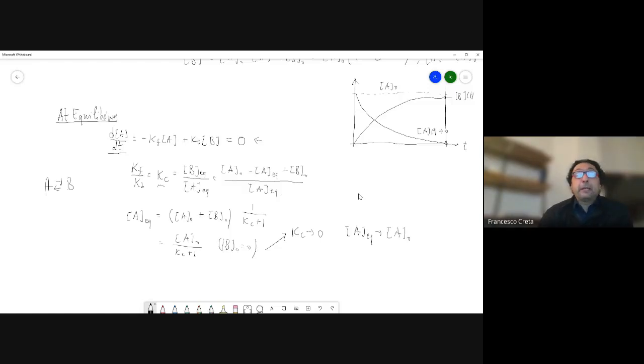So what does that mean? It means that the reaction is completely shifted towards A, towards the left. Shifted towards the left. And this we knew from chemical equilibrium, if you remember. Now, if Kc, on the other hand, is very large and tends to infinity, very simply, A of equilibrium will tend to 0. So this will essentially be shifted towards B, where A is all depleted, so all the way to the right.